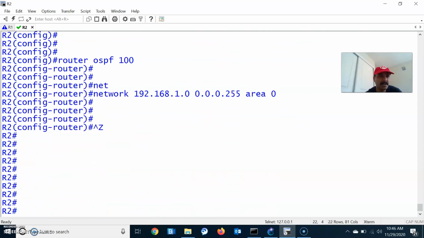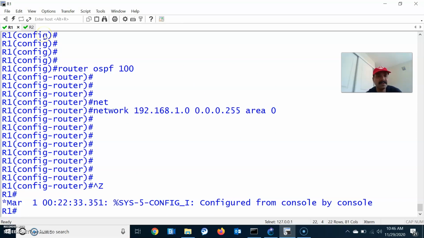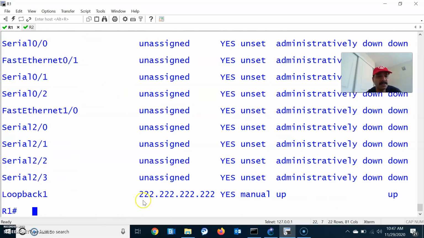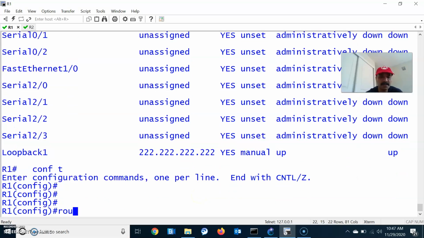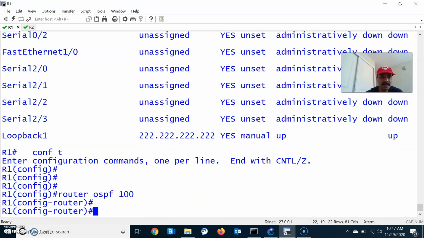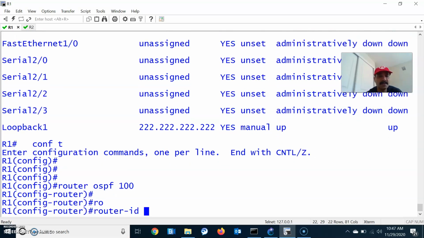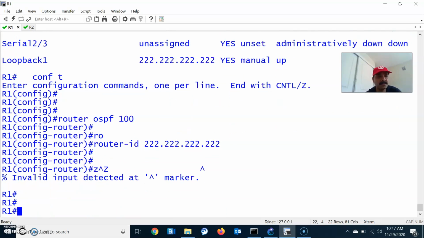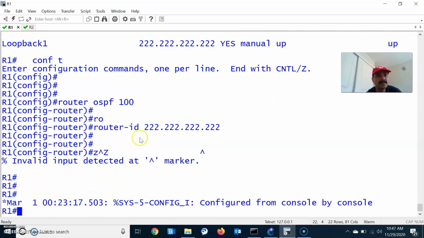So I configured it. Now let us go ahead and configure the router ID. Already I have defined the loopback interface. Here the loopback interface I defined as 222.222.222.222. So let us define here router OSPF 100 and then the router ID followed by this loopback address 222.222.222.222. Similarly, after saving it, you have to do a clear IP OSPF process.